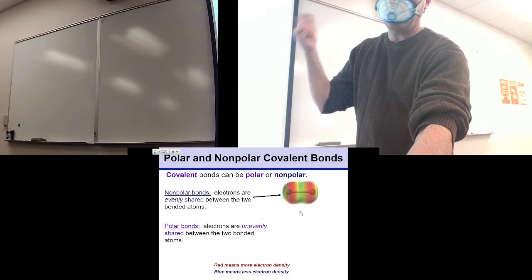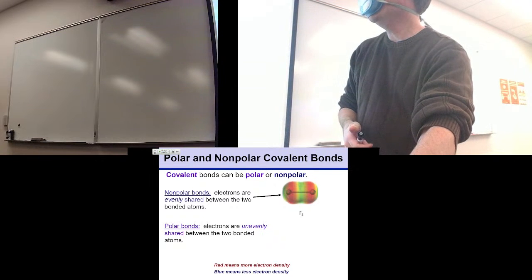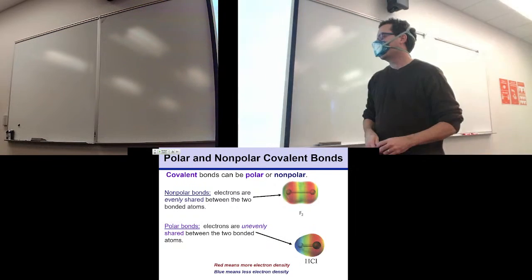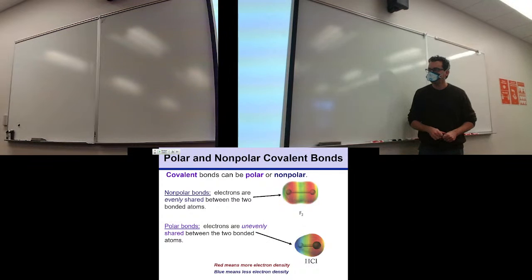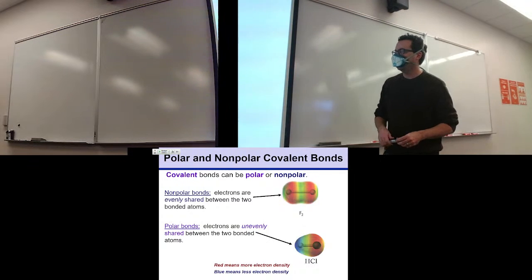So a polar bond is the opposite. The electrons are unevenly shared. And a simple case is HCl. So hydrogen and chlorine, they have different electronegativities.